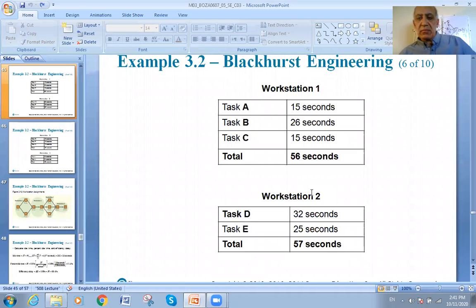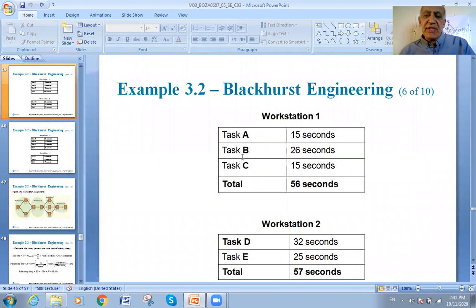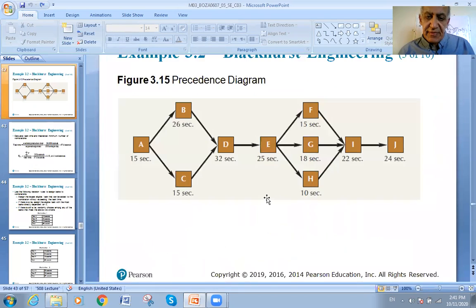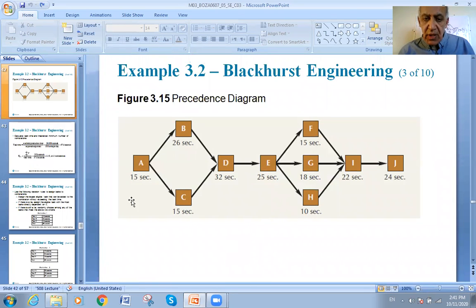Now what we will do, we will divide this chart here into 4 stages. Stage one is A and B and C. Stage two is D and E. Stage three is F and G and H. And the final stage will be I and J. Again, stage one is A and B and C. Stage two will be D and E. Stage three will be F and G and H. And stage four will be I and J. Okay.